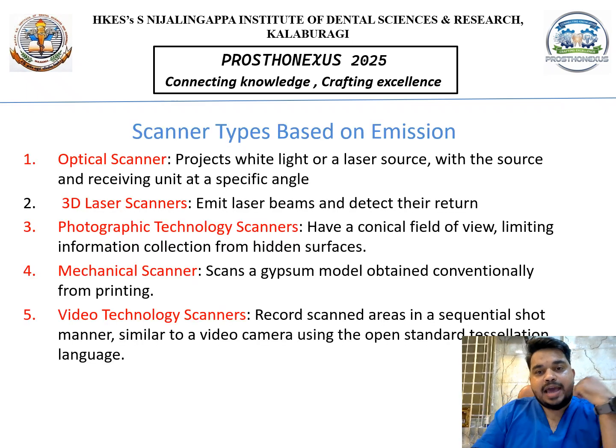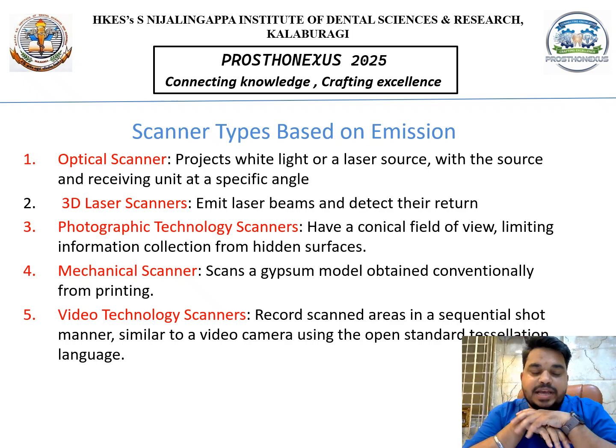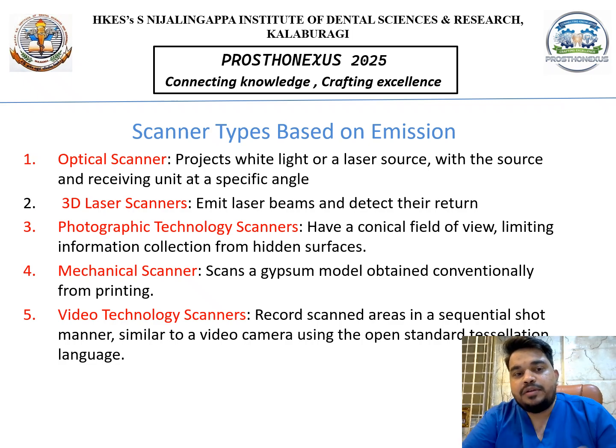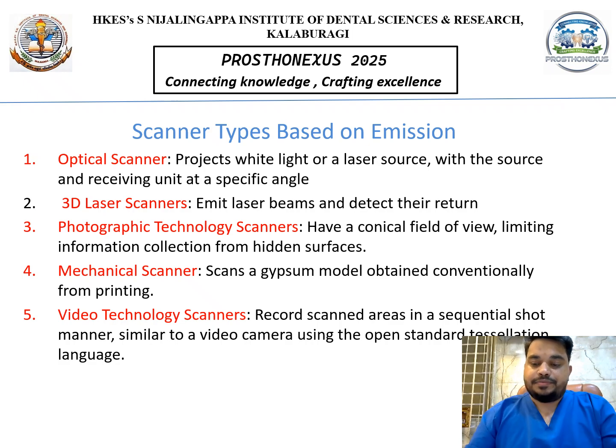Now, what are the types of scanners? The scanners broadly are divided into 5 types. One is the optical scanner, which projects a laser light or a white light. Then we have 3D laser scanners. We have photographic technology scanners, mechanical scanners, and video technology scanners. But whatever scanners we are using in our clinics and in dentistry, they are laser and video technology scanners. So they stitch the data and give it to us as a whole image.